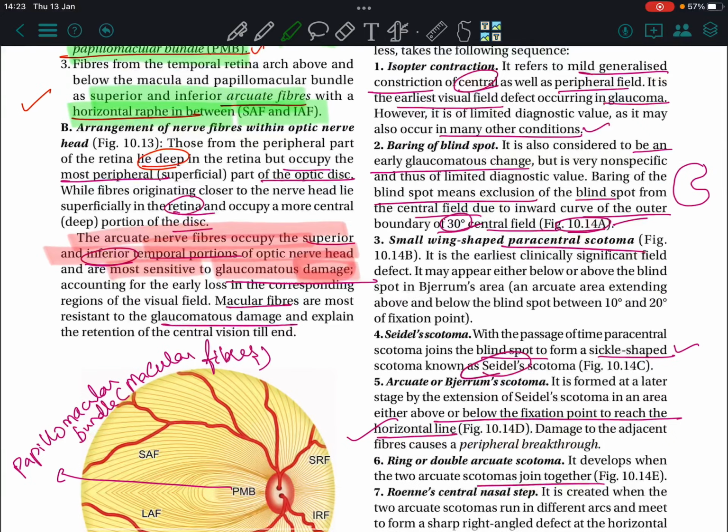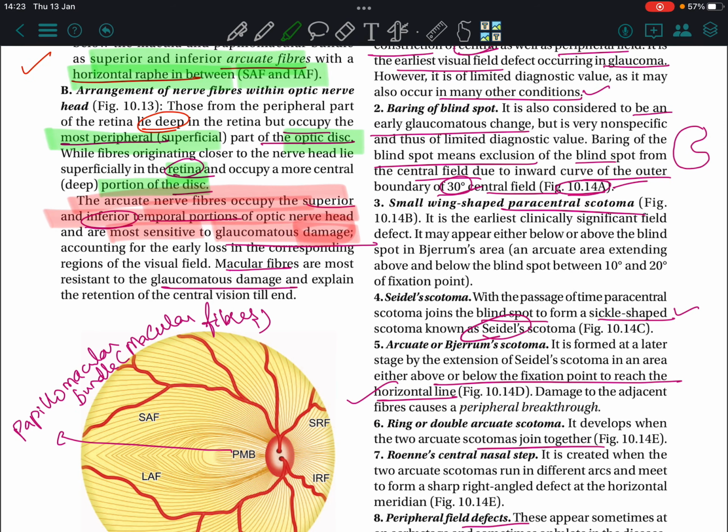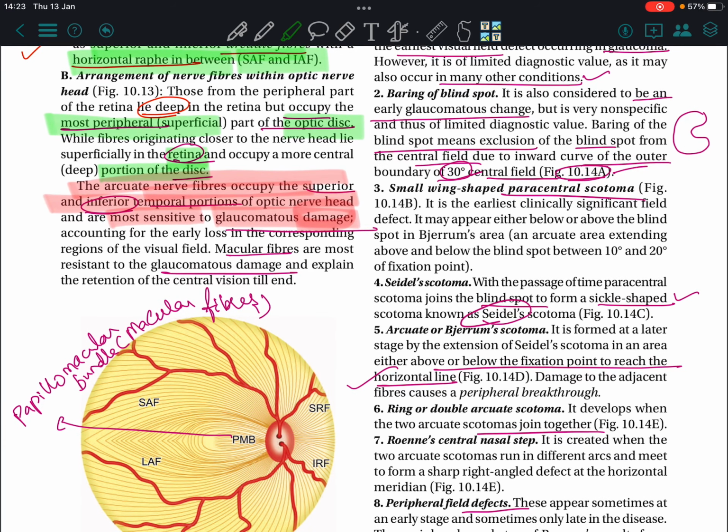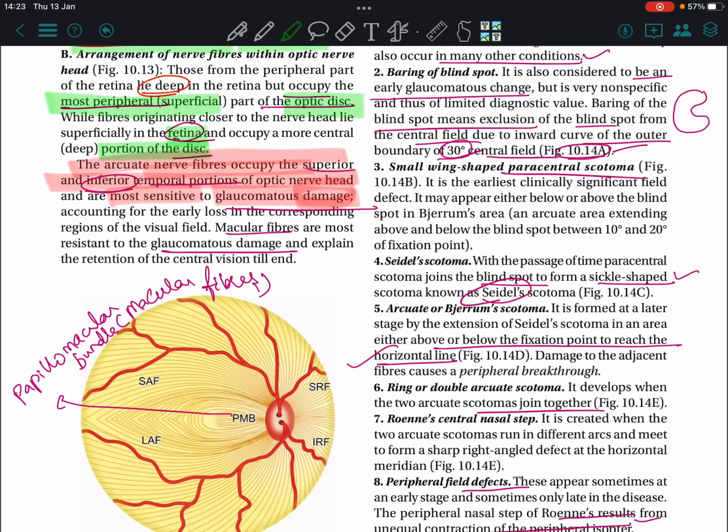Arrangement of nerve fibers. Those from the peripheral part of the retina lie deep in the retina but occupy the most peripheral superficial part of the optic disc, while fibers originating closer to the nerve head lie superficially in the retina and occupy a more central portion of the disc. The arcuate nerve fibers occupy the superior and inferior temporal portion of the optic nerve and are most sensitive to glaucomatous changes, accounting for early loss in corresponding regions of vision. Macular fibers are most resistant to glaucomatous damage and explain the retention of central vision till the end.